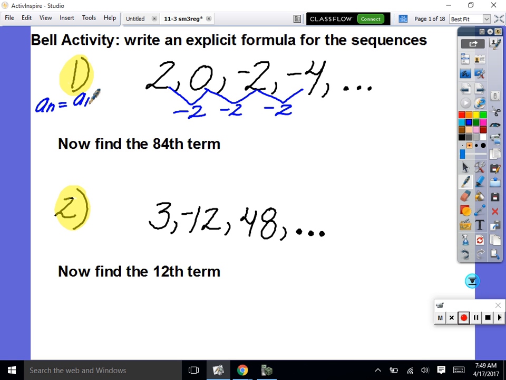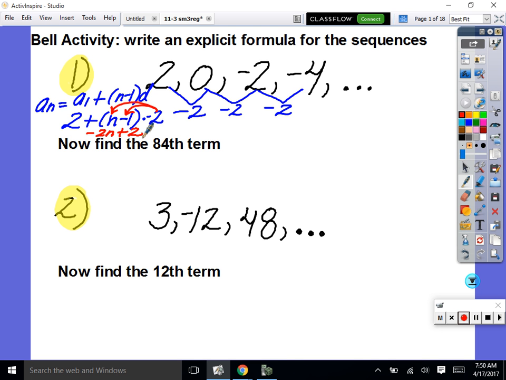equal to a sub 1 plus n minus 1 times the common difference. A sub 1 is the first term, which is 2, plus n minus 1 times -2. Then, if I ask you for the formula, you're going to want to give me the simplified formula, which many of you didn't do, but on the test you're going to want to. So distribute -2 through, so that's -2n plus 2, isn't it?